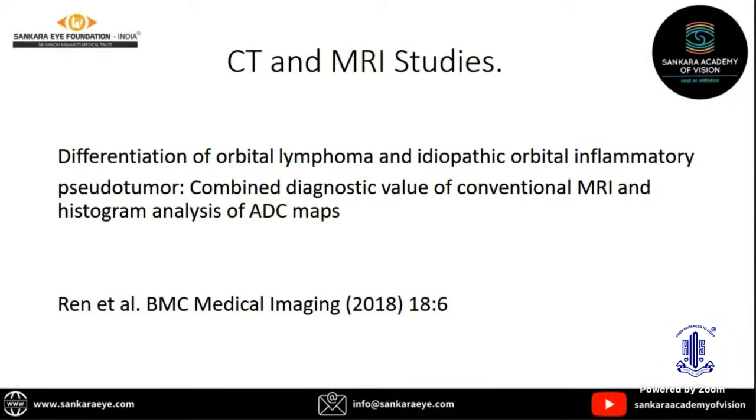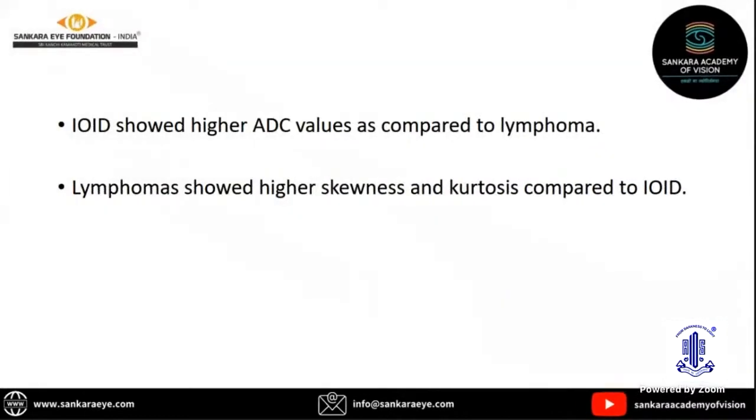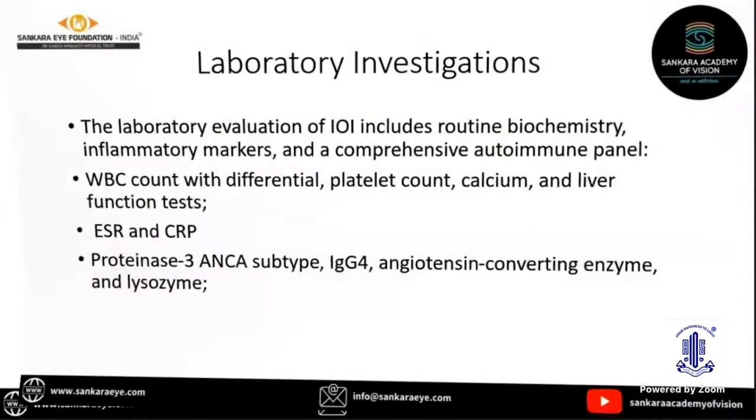Now, there was a major study which tried to differentiate orbital lymphoma and IOID, because orbital lymphoma also mimics IOID and the other way around. There was a study in Shanghai, China, which tried to see if MRI and histogram analysis of ADC maps, the apparent diffusion coefficient on diffusion weighted imaging, could differentiate between lymphoma and IOID. Their findings were that IOID shows higher ADC values compared to lymphoma, and lymphomas showed higher skewness and kurtosis compared to IOID. So on a standard MRI, we can also differentiate between a lymphoma and IOID.